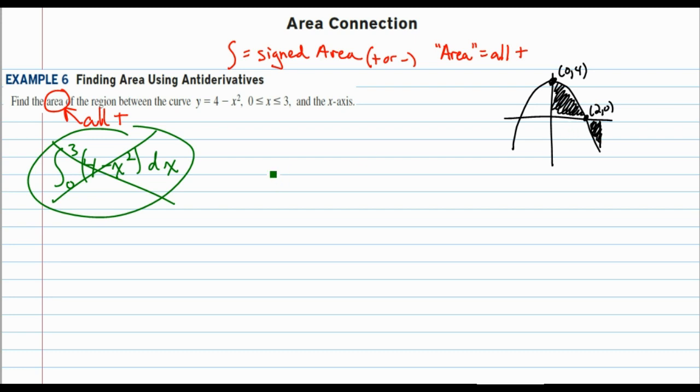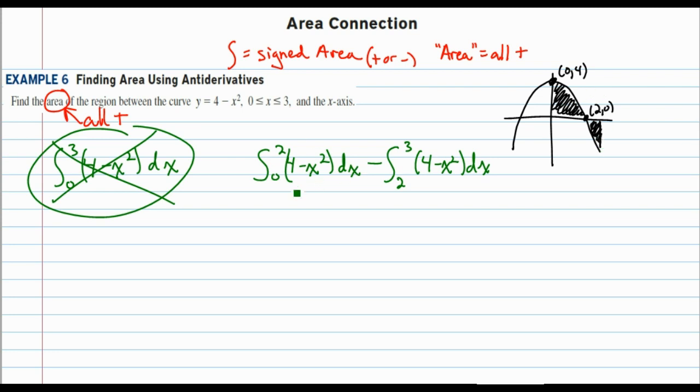Okay, so we're going to take the antiderivative from 0 to 2, and that's going to be like normal, 4 minus x squared dx. But then we're going to not add, but subtract the integral from 2 to 3 of 4 minus x squared dx. We know that that piece is going to be negative because it's below the x-axis, so if we subtract it, it's going to make it positive. We're going to be adding this piece above the x-axis to this piece below the x-axis.